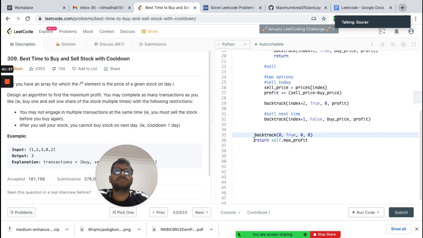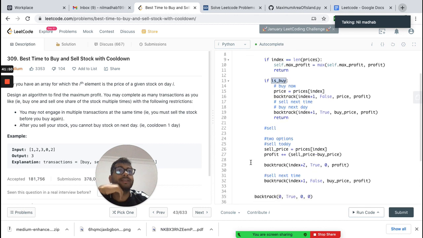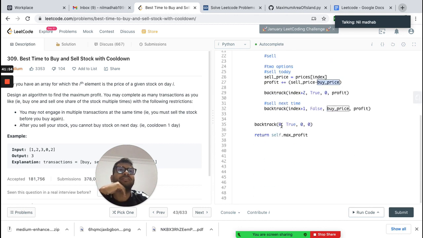Line number 34. The third argument, shouldn't it be price of 0? Yeah, buy price. No, actually, when we buy, it doesn't matter, right? Because suppose we are buying here, the previous price of buying doesn't matter. But when you sell, it matters. Okay. Because we have to buy the first time, we can just pass 0, right?